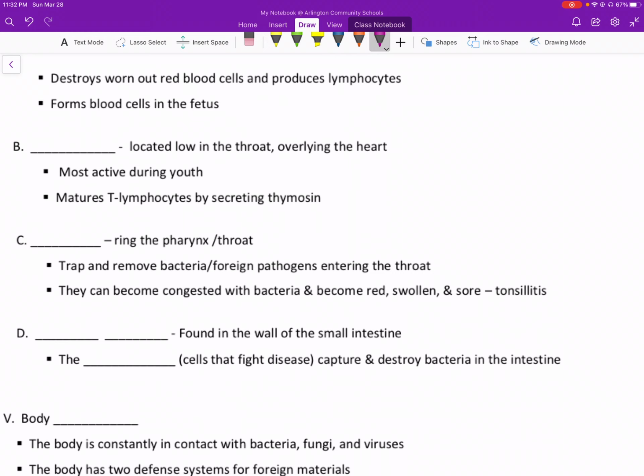So now we have the thymus. It's located low in the throat, overlying the heart. It's most active during youth, and it matures the T lymphocytes by secreting thymosin. Now remember, the thymus also works with the endocrine system. So kind of put those together.